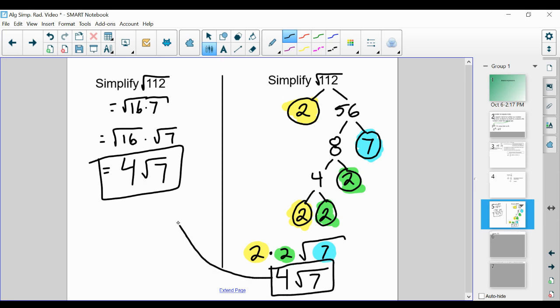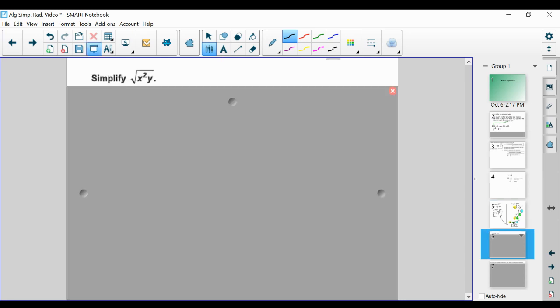Notice how we get the exact same answer. So if you don't know your perfect squares, we can use the house method by breaking it apart to finding all the factors and grouping any pairings that we have together. Hopefully that was helpful. Let's go through a couple more examples on that front side.